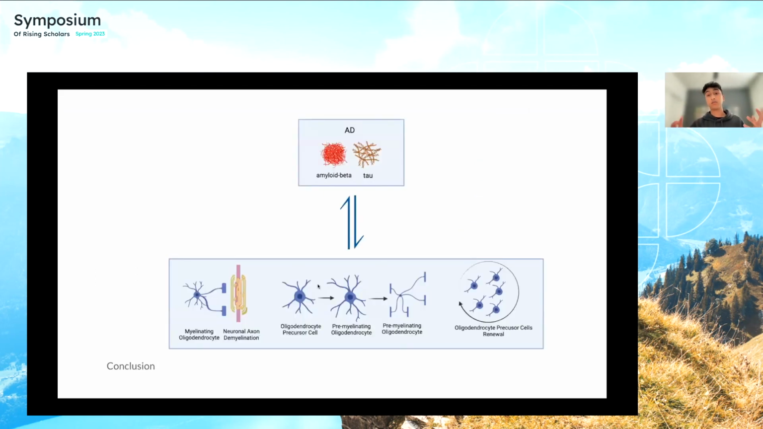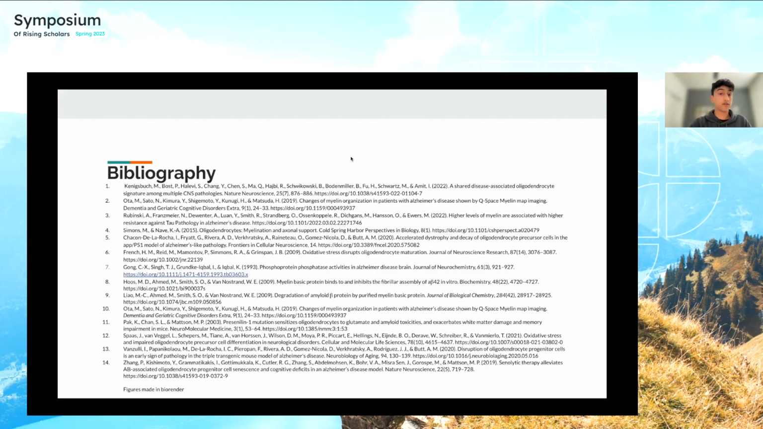And so ultimately, my paper proposes this model where amyloid beta and tau cause demyelination of axons, inhibited differentiation of OPCs, and reduced proliferation of these precursor cells. And these are my references.